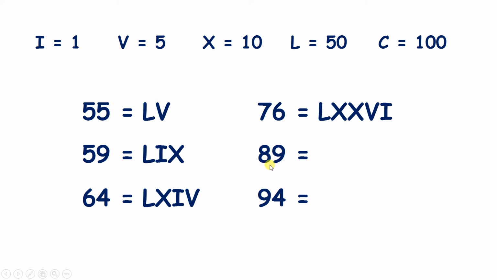Now 89, to get the 80, we have 50 and then 3 tens, so LXXX, and then 9 is 1 before 10, so I before X. Now we have 94. Now remember, we can't have 4 of any single letter in a row, so that 90, rather than being 50 and 4 tens, is just 10 before 100, so that's X before C. And then 4 is 1 before 5, so I before V.